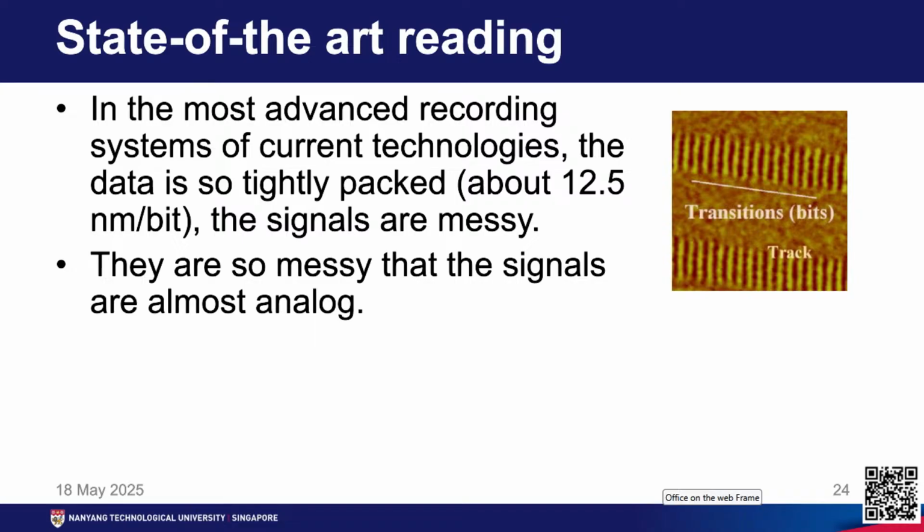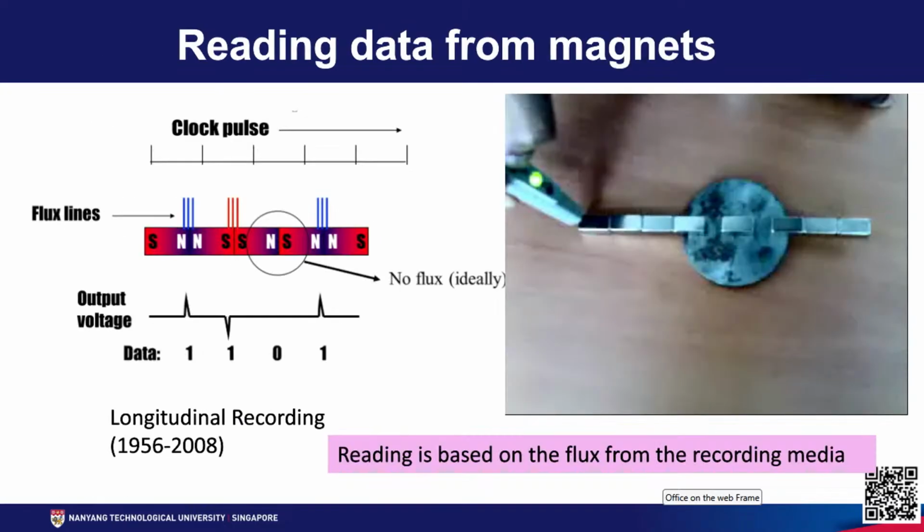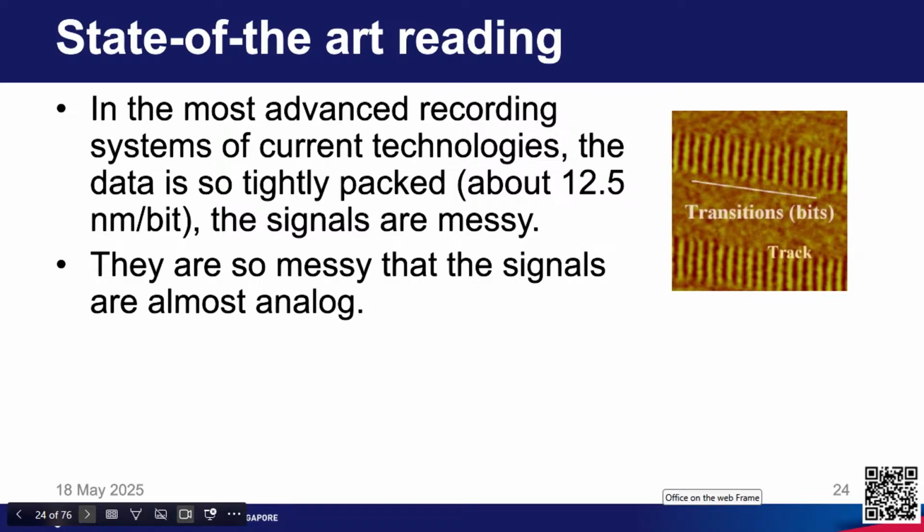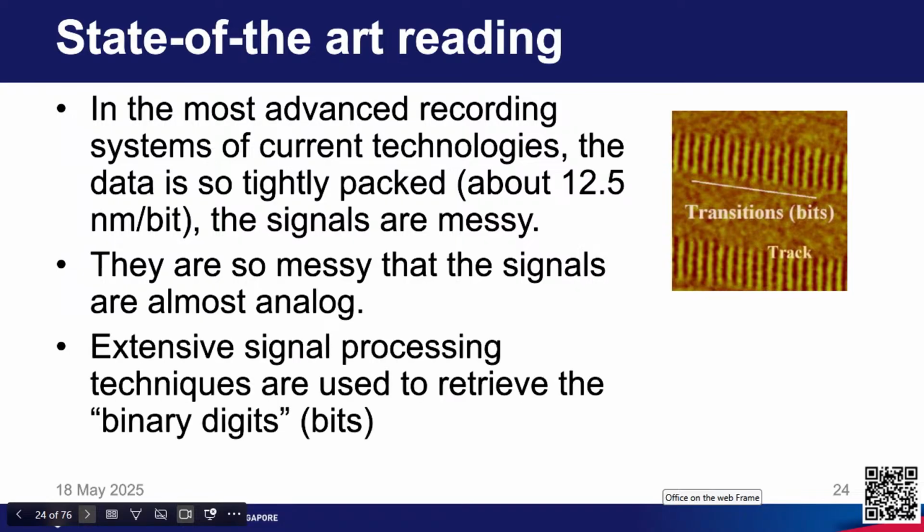Because the bits are so small and the data is tightly packed, the signals are so messy that they are almost analog. In the earlier picture I told you that a signal means 1, no signal means 0, and you can see very clear peaks, whereas in reality of the current technology, the signals are almost like analog. So, people use a lot of signal processing techniques to retrieve the binary digits from this almost analog signal. This answers the question asked by Moditma.